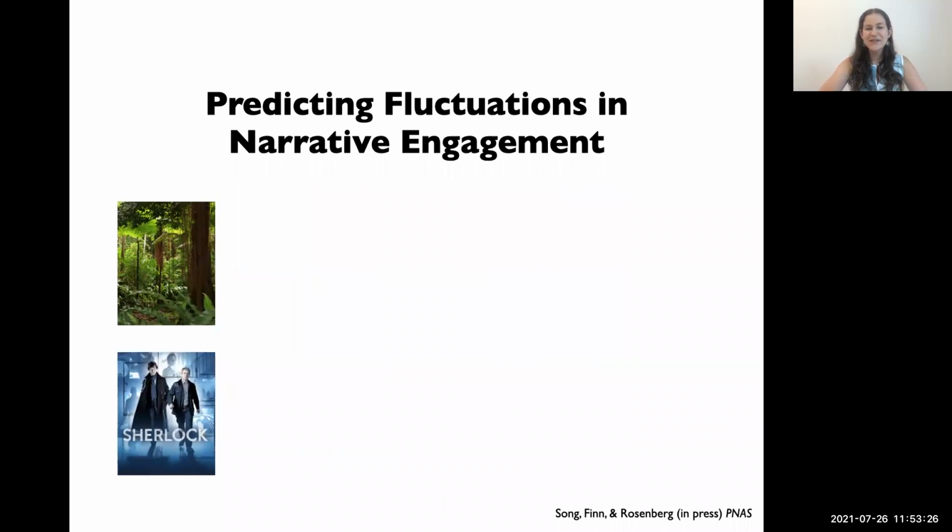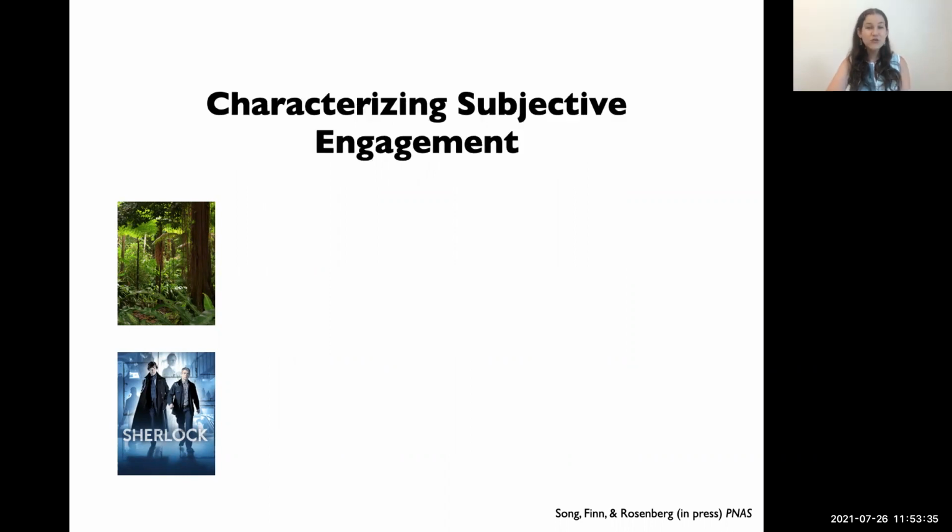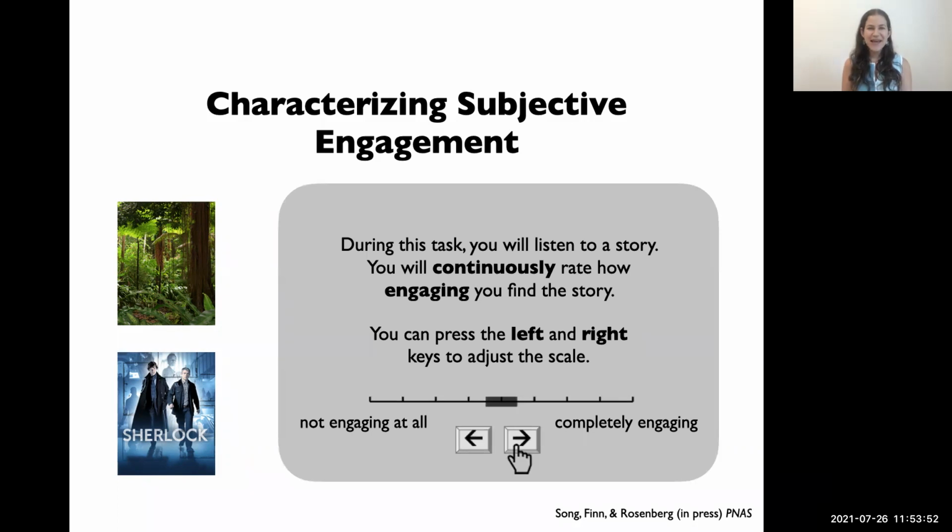Hayoung came up with a pretty clever approach to characterize how subjectively engaging these two narratives were. She brought new behavioral participants into the lab at UChicago, and she just asked them to either listen to the audio narrated story or to watch the Sherlock TV episode and to rate how engaging they found the narratives. In particular, she told participants, during this task, you'll listen to a story. You will continuously rate how engaging you find the story. You can press the left and the right keys to adjust the scale.